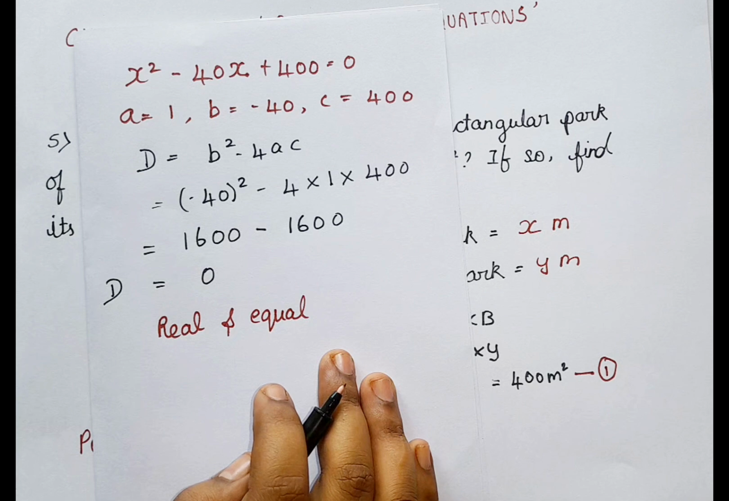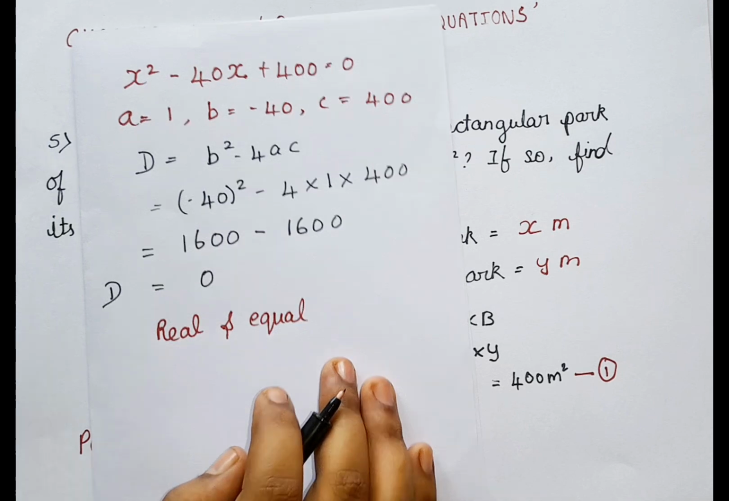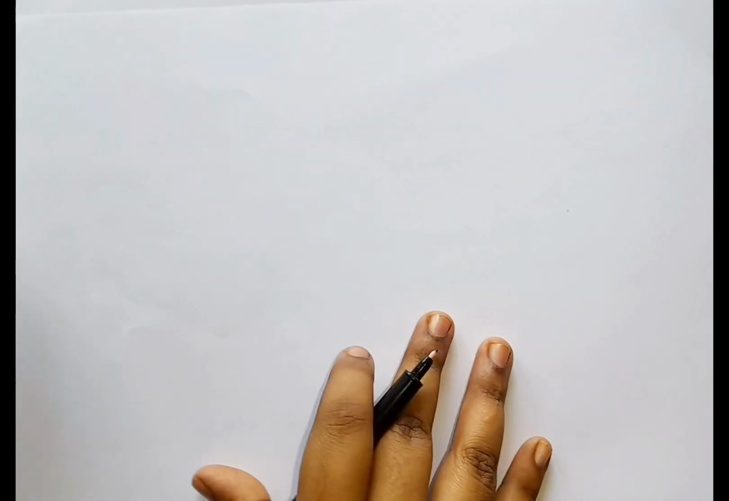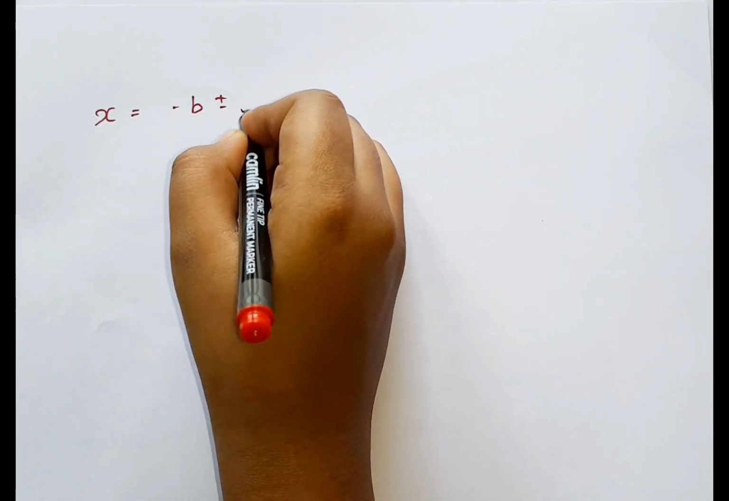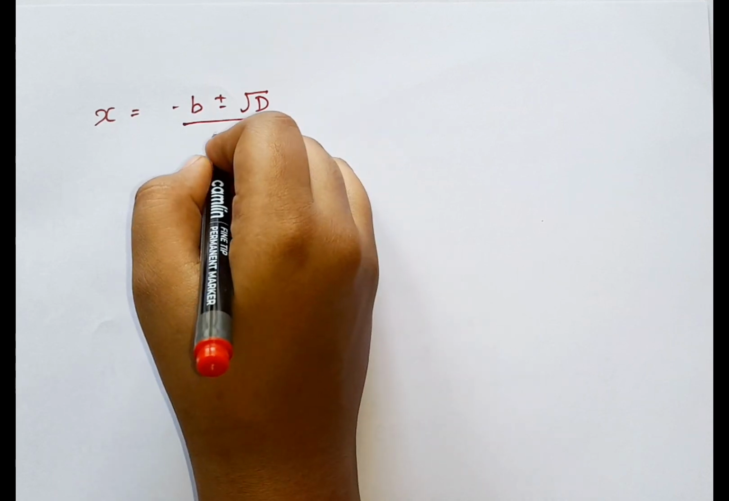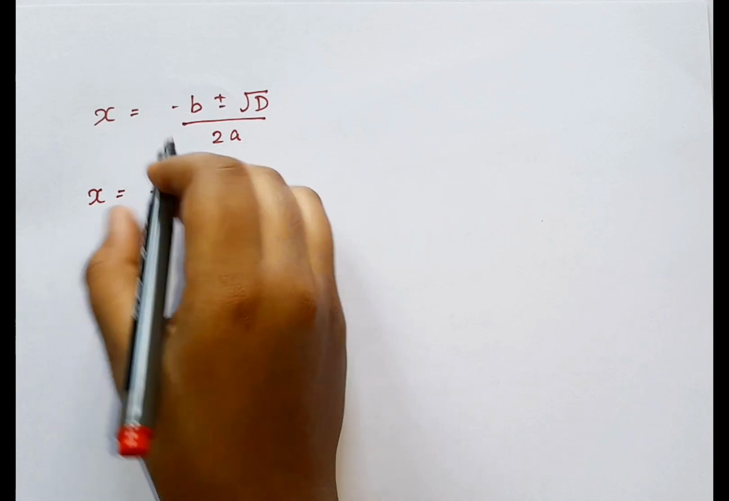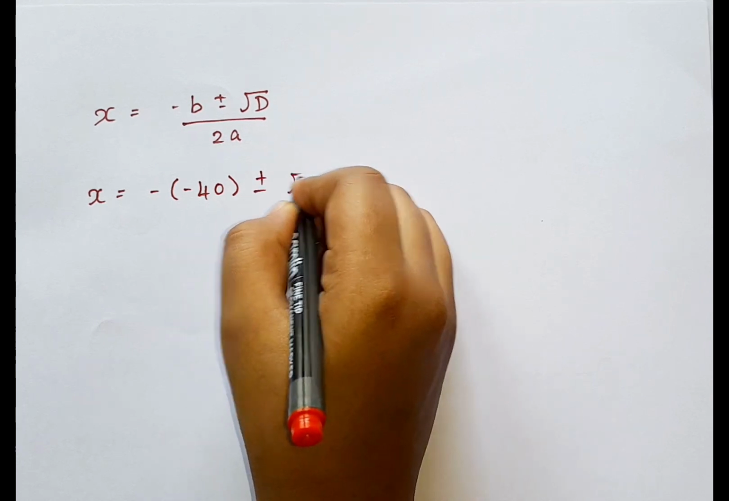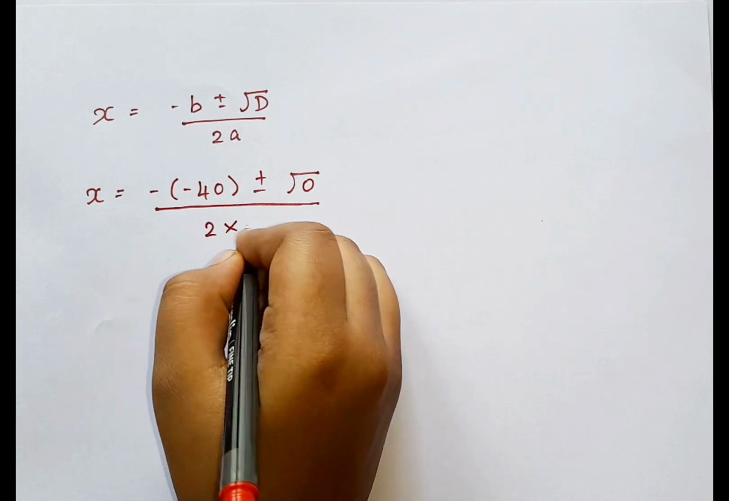Alright, so now let's use the quadratic formula. So what is the formula, guys? The formula is x is equal to minus b plus or minus root D divided by 2a. So x is equal to minus b, where the b value is minus 40, plus or minus D, which we got as 0, and then divided by 2 into the a value, which is 1.